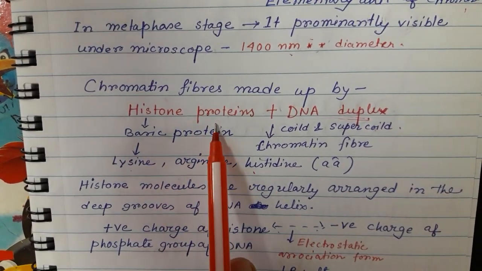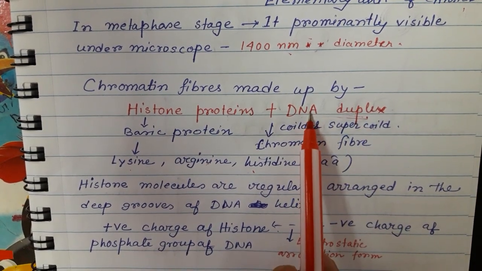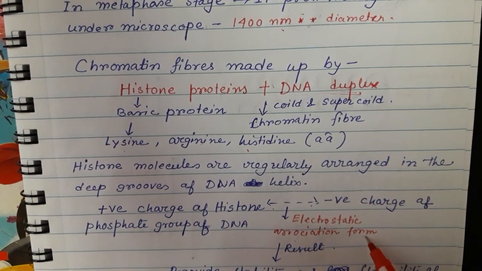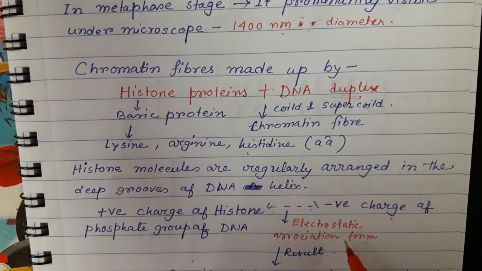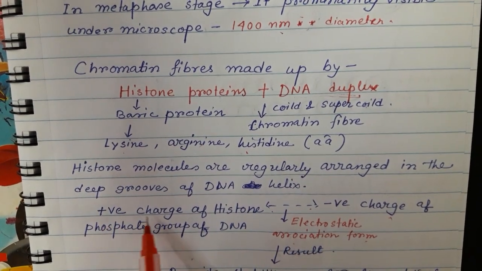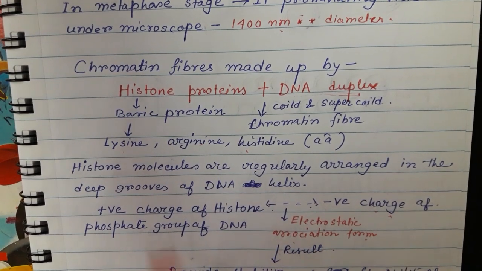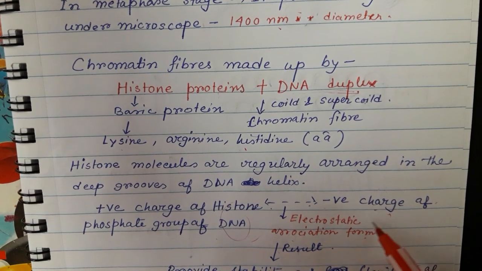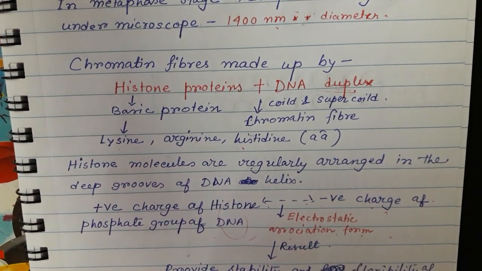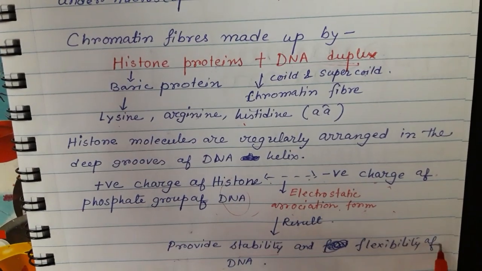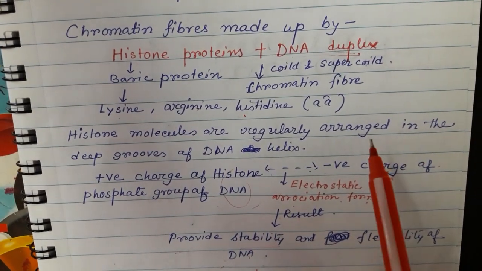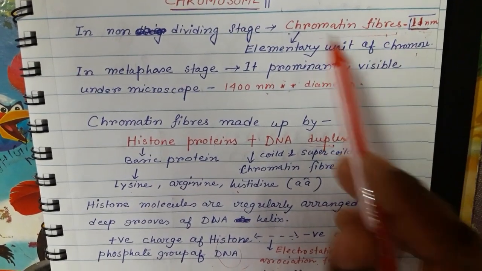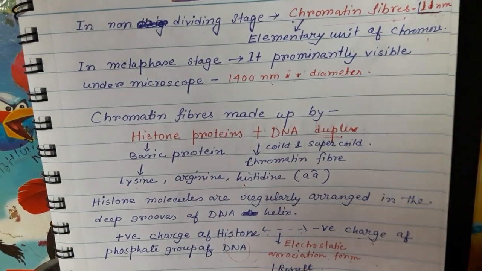The histone proteins and the DNA duplex are electrostatically associated. How does this association take place? It takes place between the positive charge of histones and the negative charge of the phosphate group of DNA. Then they form an electrostatic association. As a result, it provides stability and flexibility to DNA. The molecular organization of this chromatin fiber was described by Oudet in 1975.